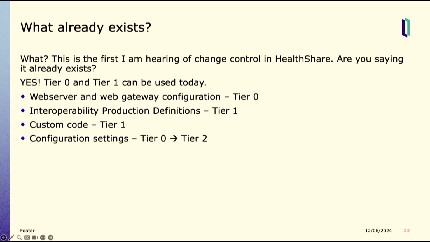Tier 2 is the actual configuration tables. So these are tables like in SQL. You may wonder, what's a good way to export these? With Tier 2, we automatically export these to the file system and store these in source control. And that will be the focus of upcoming work in HealthShare.